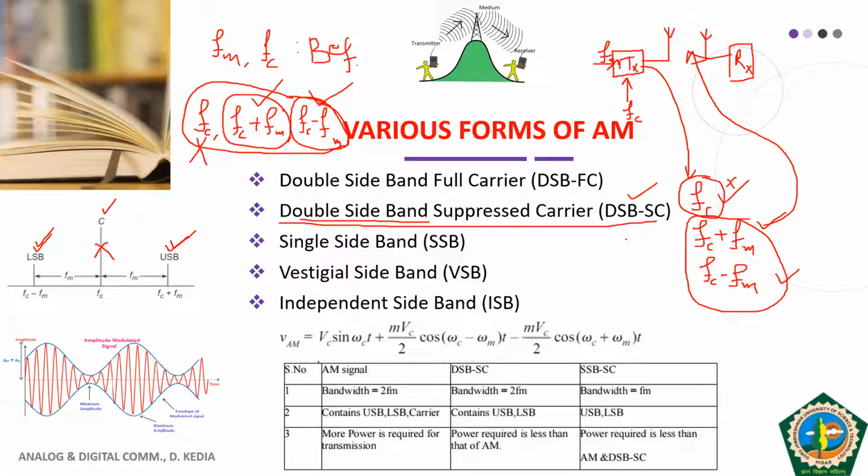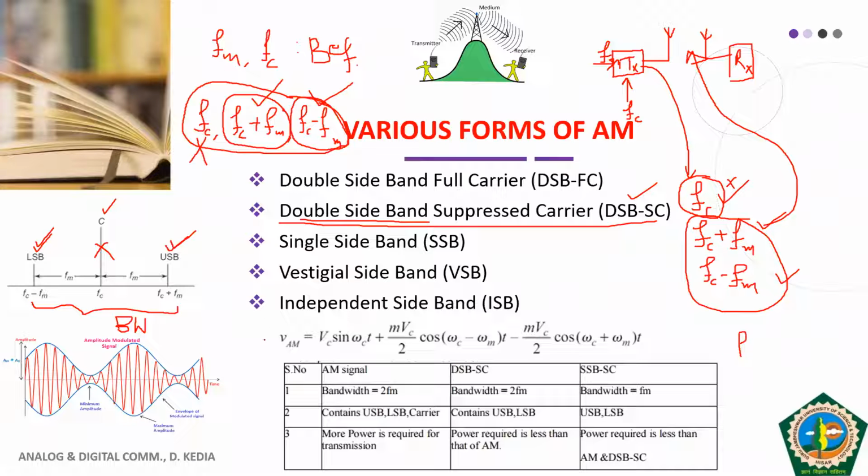Now the question arises: what advantage have we got by removing FC, or by throwing away the carrier? If we send USB and LSB, our bandwidth requirement is the same, because our highest frequency and lowest frequency don't change, since we removed the carrier which was in between. So the bandwidth requirement remains the same. But dear students, by removing the carrier, we are able to save power.